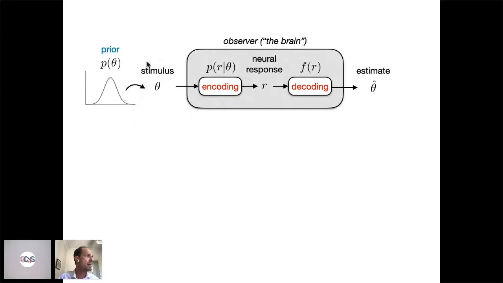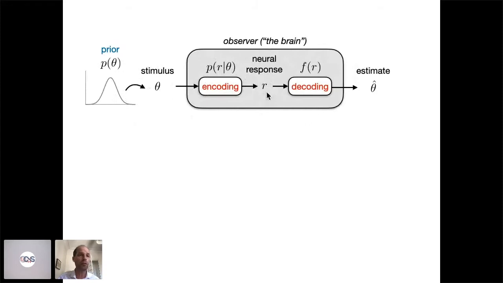And so what we have in mind is that on any particular trial, a stimulus comes from this prior distribution, and the observer, or we'll think of this as what's going on inside the brain, has an encoding model, P of R given theta, which describes how the observer takes that stimulus and encodes it noisily into a neural response vector R, okay? So this is the important part.